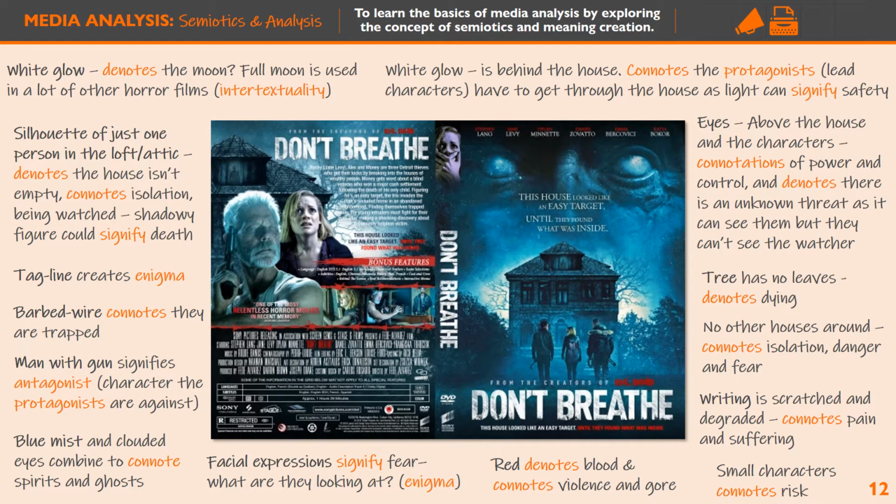We also have the blue mist and the clouded eyes. They're kind of clouded over. This gives us a connotation of spirits or ghosts or possession or some kind of, let's say, outer body experience. On the back there's a man with a gun, which signifies that he might be the antagonist, so that would be the villain or the character against our protagonists. There's barbed wire. Not only barbed wire, but it's red barbed wire, and this could connote that maybe these characters are trapped or need to break free.